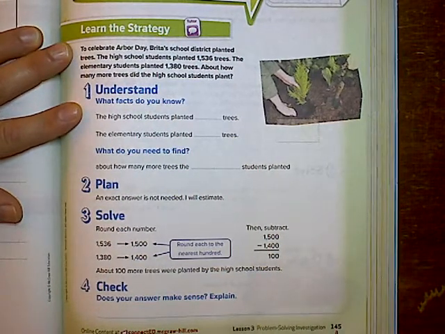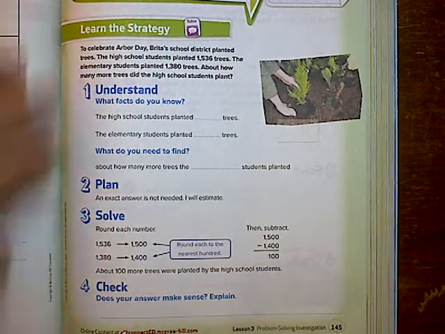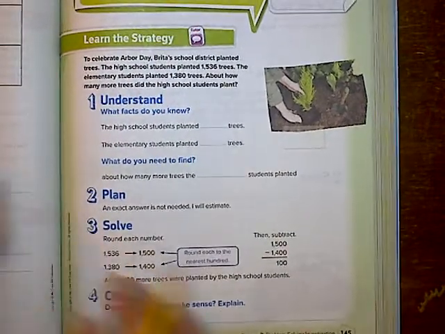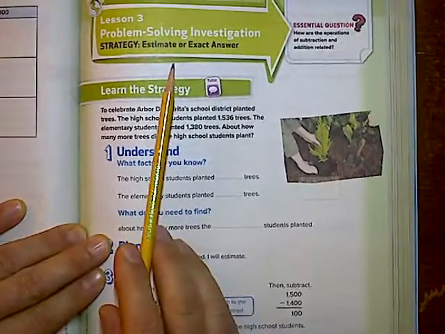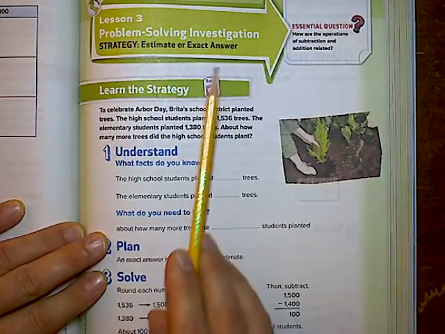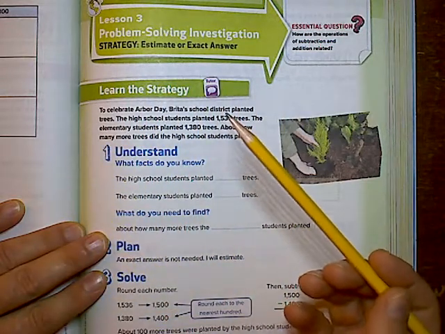So if you go to page 145 in your book, so you have to go back a little bit. On that page, it's talking about problem solving, estimate, or exact answer. Now, we talked about this a little bit in a previous lesson. We're going to do more with it today.